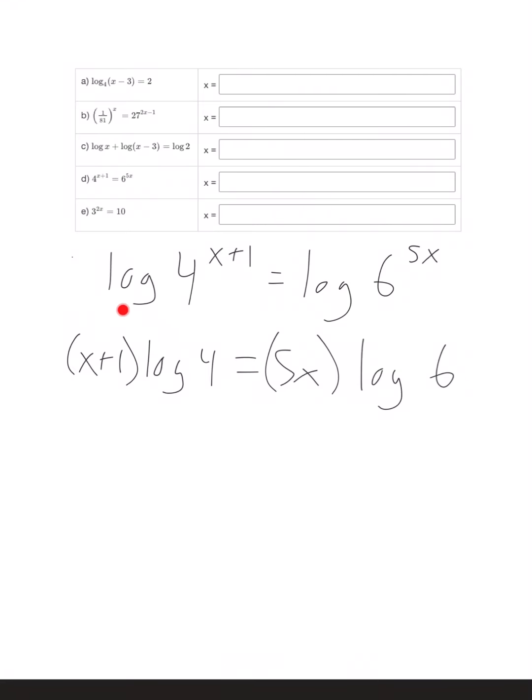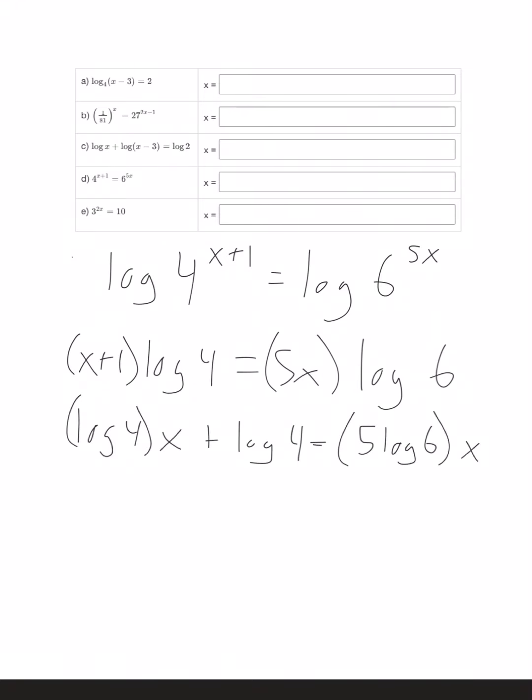I need to distribute this log of 4. So I'm going to get log of 4 x plus log of 4 equals, and I'm going to just rewrite this so that I can see that this is a coefficient. It's really 5 log of 6 x. Because again, this is a number. It's just a funky looking number, but it is a number.